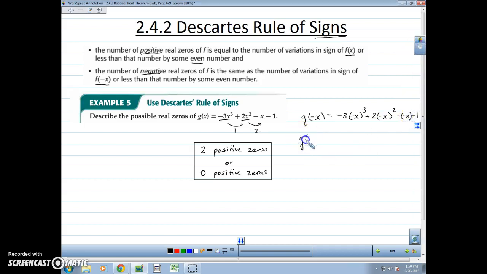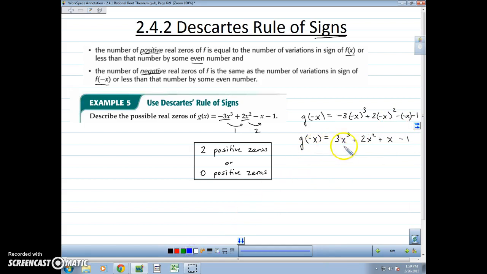And then we want to simplify. So g of negative x can be simplified. Negative x cubed would be negative x cubed. A cube does not change the sign for the base. But then I'm going to have negative 3 times negative x cubed, which is going to change this to positive 3x cubed. Negative x times negative x is positive x squared, so this is going to be positive 2x squared. Negative negative x is positive x, and then we still have our minus 1 at the end.